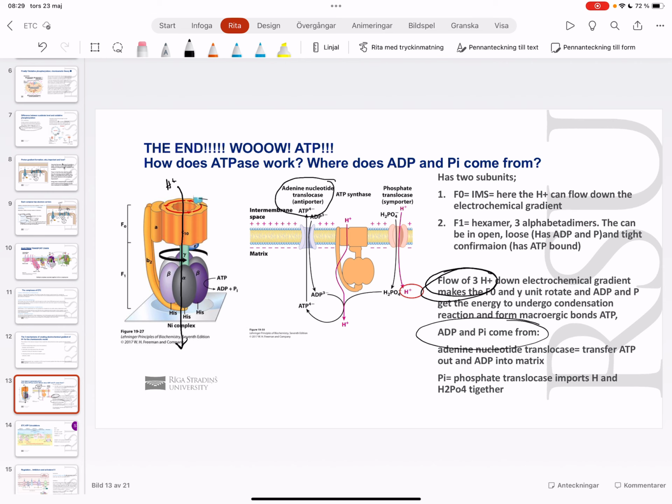And then for the inorganic phosphate, we will have phosphate translocase, which will import hydrogens and H2PO4 into the cell, so it's an importer. And that's how we will get the inorganic phosphates, so we can produce ATP.